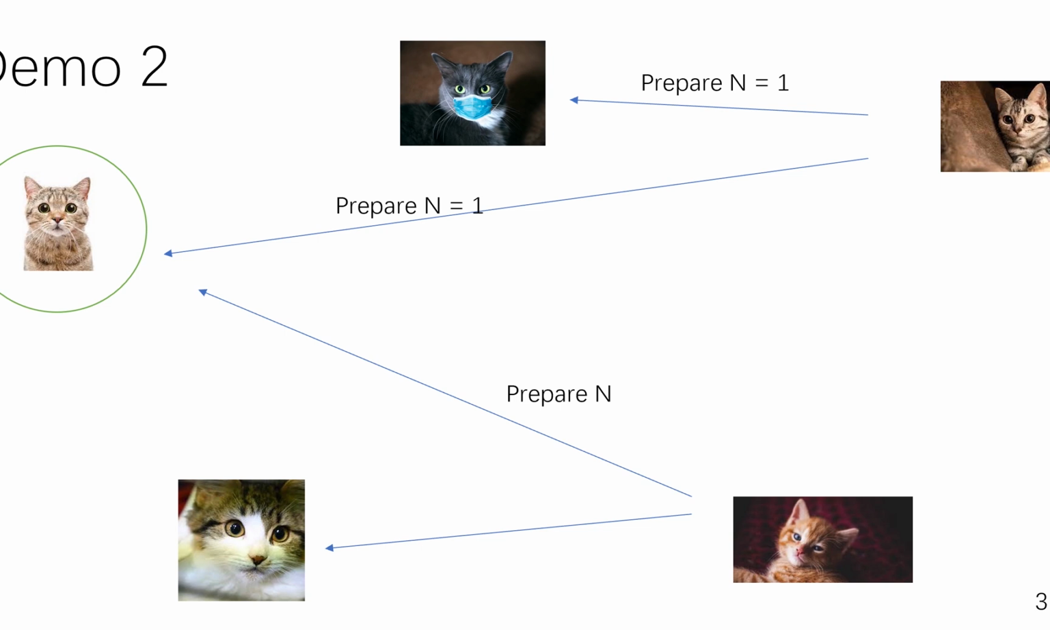Now let's see demo 2, where the leftmost cat in the green circle receives 2 messages. There are actually 3 cases here. The first one is that the cat receives this prepare n equals 1 first, then it responds with a promise. Then the top right cat sends the accept request, and the cat in the green circle accepts it. Then the decision has been made. Finally, the prepare message from the bottom right cat reaches the cat in the green circle, and it is just discarded because the decision has already been made.